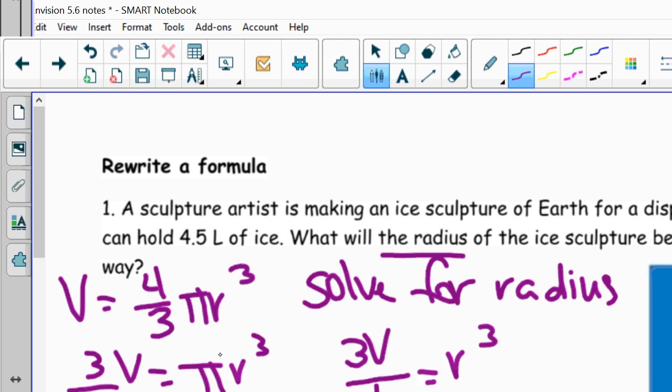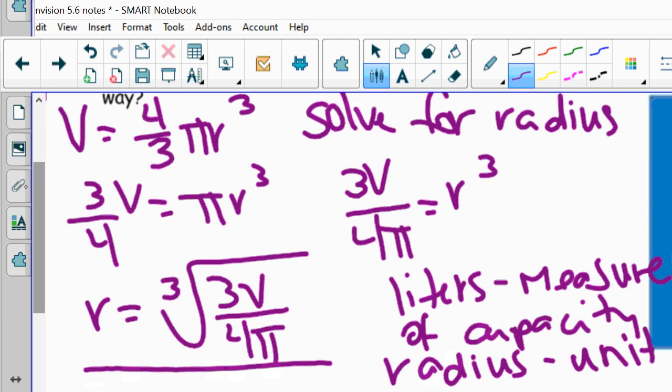Now I can't just plug in 4.5 liters, because liters is a measure of capacity. Radius is going to be a unit of length. So again, let me write that. Liters, measure of capacity. The radius is going to be a unit of length. So I need to change the liters into a unit of length.